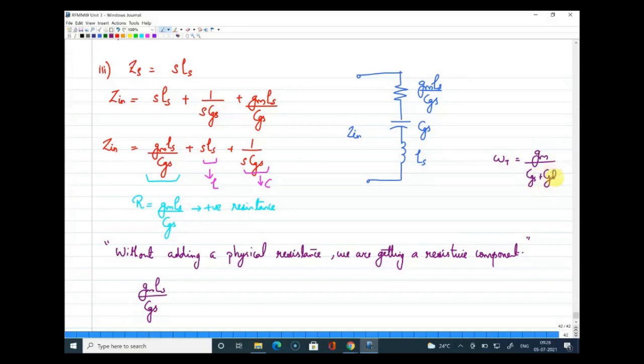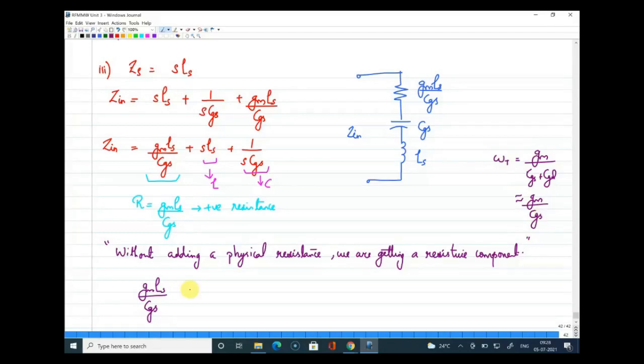CGS plus CGD. This is the transit frequency of a transistor. If I neglect the CGD component as small compared to CGS, I can approximate this as gm by CGS. This is just to write the equation I'm using. No need to approximate if you have a sufficient value. But I'm just writing that omega t can also be written as gm by CGS.